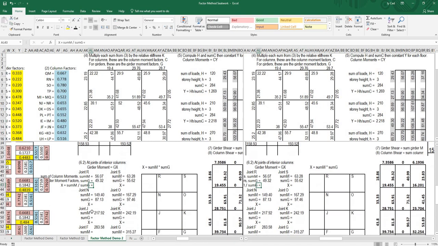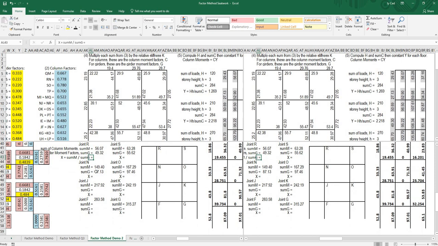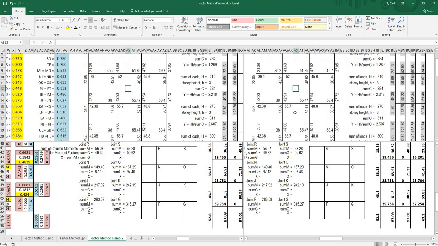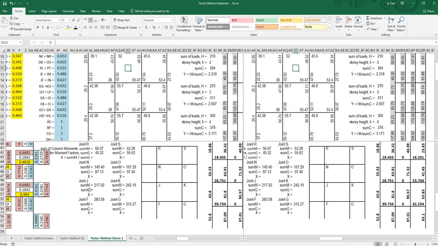And let's do the same here sa joints J, K, F, and then G. So, this is 38 plus 55.7. And then at joint K, this is 55.47 plus 48.8. Okay, sum yan, ano?